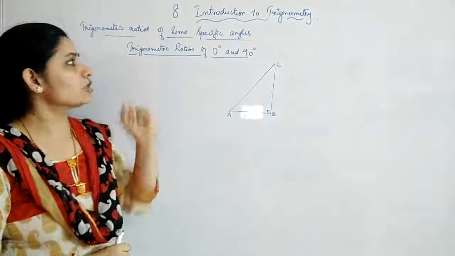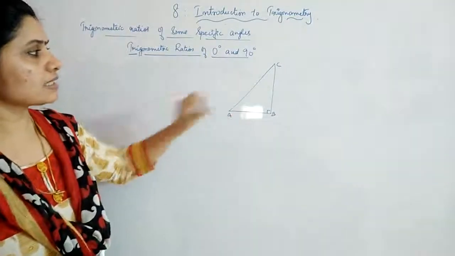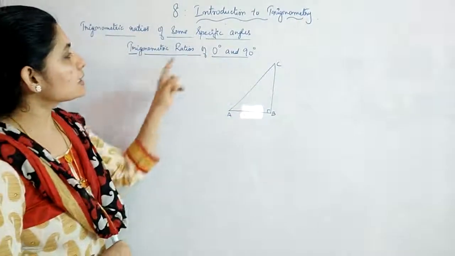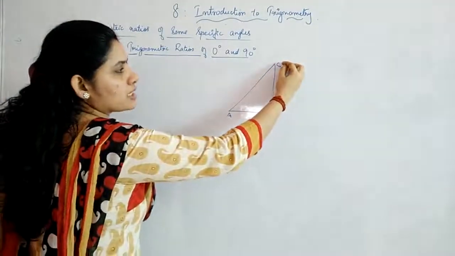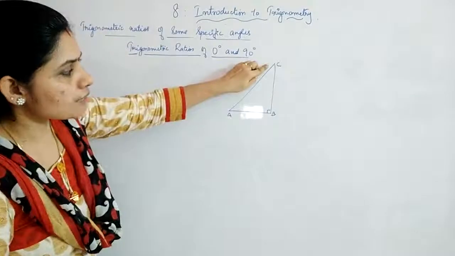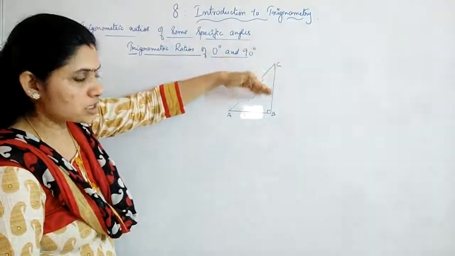Next topic is trigonometric ratios of 0 degree and 90 degree. Now for that, first we are again considering a right angle triangle, and the concept of 0 degree is like that: when we take this point C, or when we say that the point C is approaching the point B, that means C is coming closer to B.